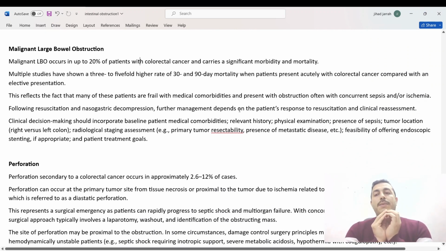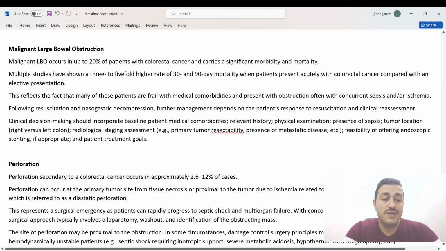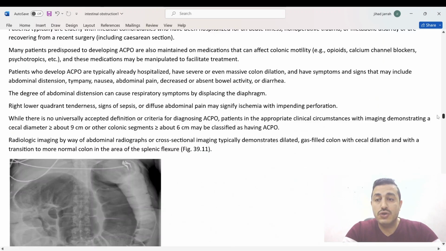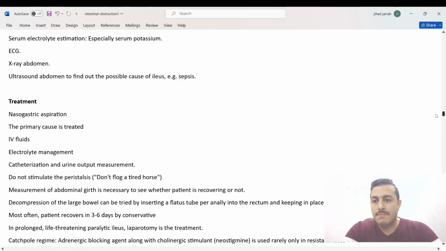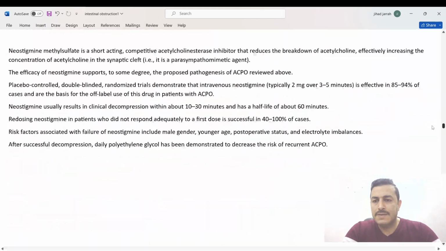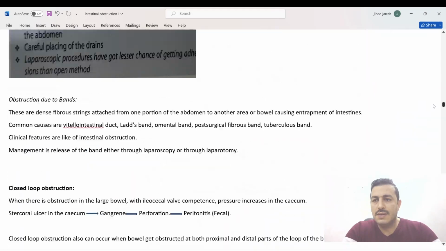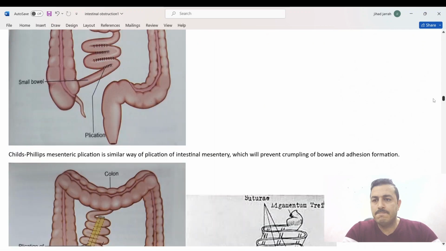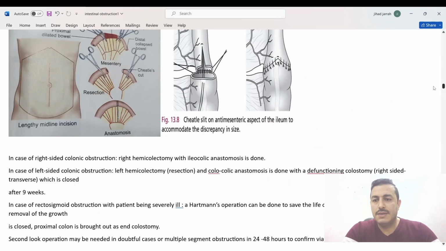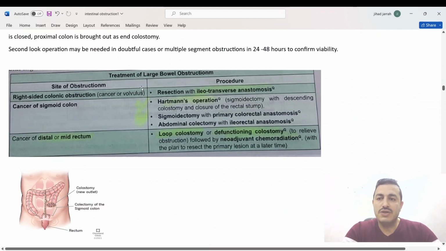and we talked about how to deal with malignant large bowel obstruction in brief. If you remember, at the beginning of the lecture we had the picture here. Is it this? Yeah, you can see here the treatment of large bowel obstruction.